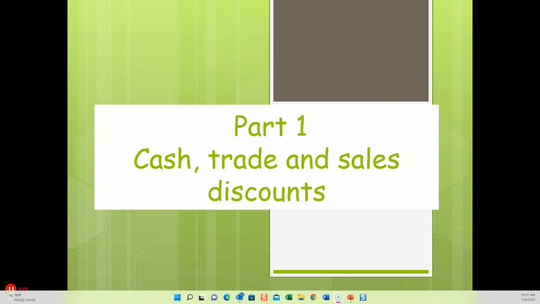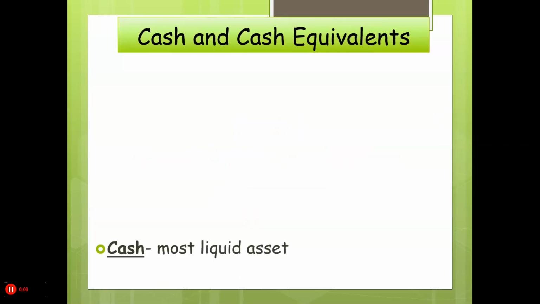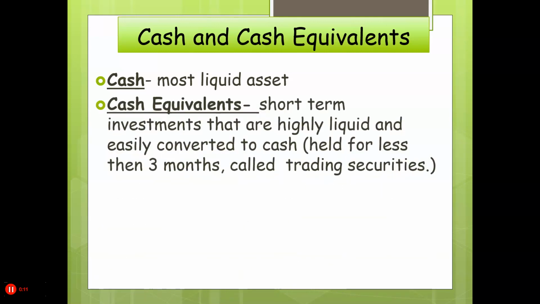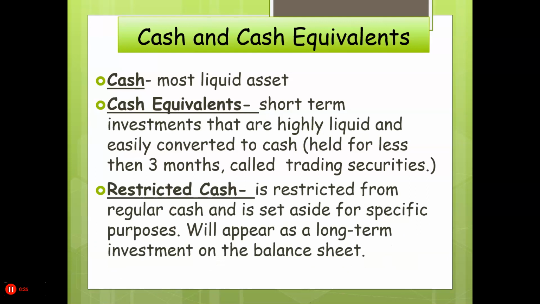Chapter 7, Part 1, we're going to look at cash, trade, and sales discounts and go through an example. Now, we have cash and cash equivalents. Cash is our most liquid. Cash equivalents are short-term investments that are highly liquid and easily converted to cash in less than 3 months, also called trading securities. Now, we also have restricted cash. It is regular cash set aside for specific purposes and will appear as a long-term investment on the balance sheet.